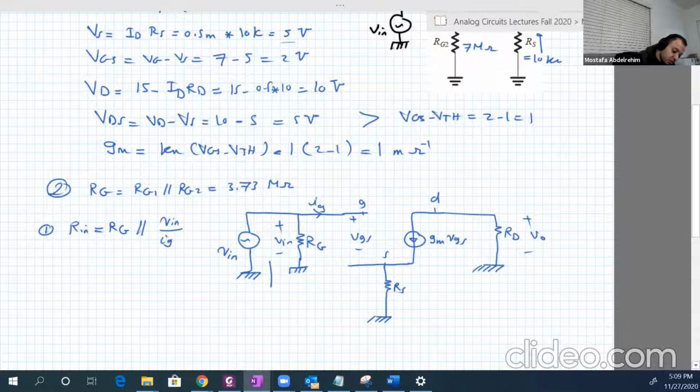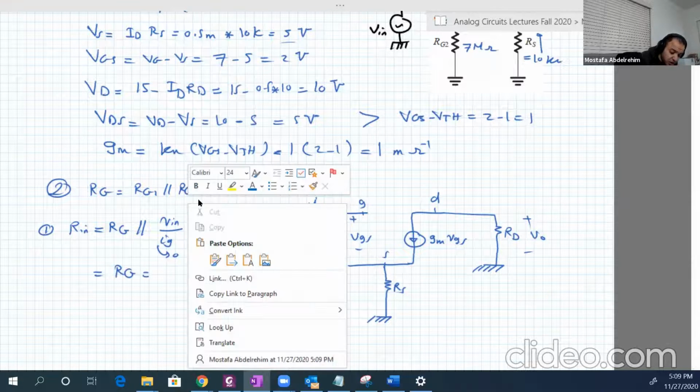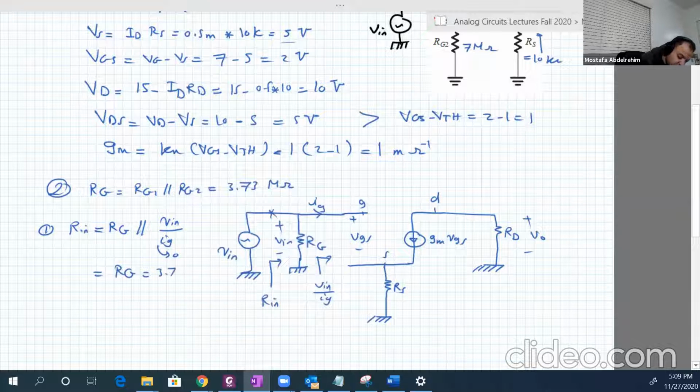So basically our input is from these 2 points, this point and the ground. So it's equal to RG parallel the resistance here, which is V input over IG. IG is 0. Anything divided by 0 is infinity. So RG parallel infinity is just equal to RG, and RG is RG1 parallel RG2, which is 3.73 mega ohm. Very big input. Very big R input.